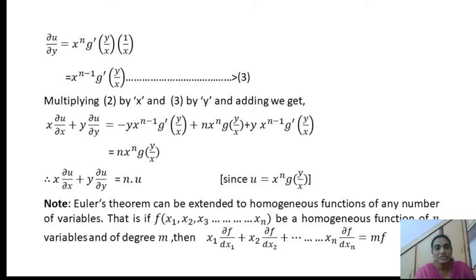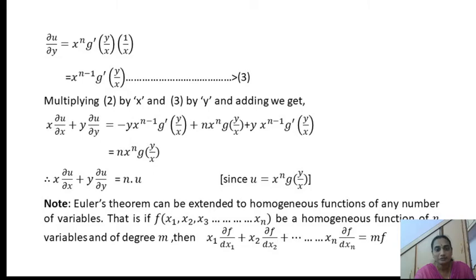Now multiplying equation 2 by x and equation 3 by y and adding these two equations, we get x ∂u/∂x plus y ∂u/∂y is equal to minus y x to the power of n minus 1 g dash y by x plus n x to the power of n g of y by x plus y x to the power of n minus 1 g dash y by x. Here the first term and last term get cancelled, then the remaining term will be n x to the power of n g of y by x. But we know that x to the power of n g of y by x is u. Therefore, it becomes x ∂u/∂x plus y ∂u/∂y is equal to n into u.